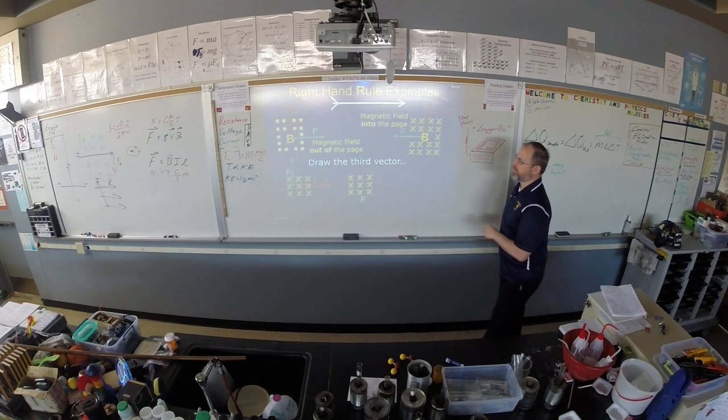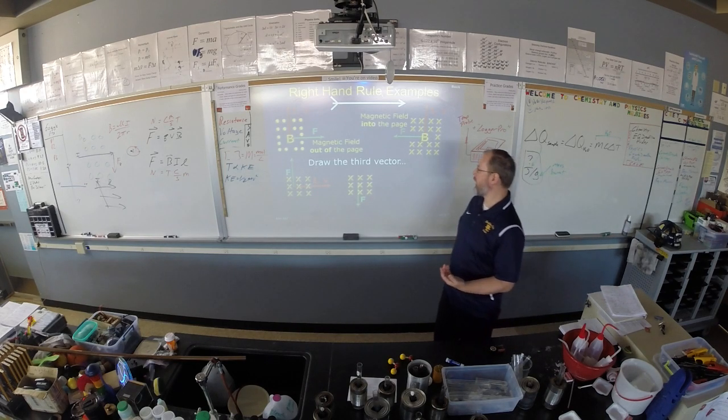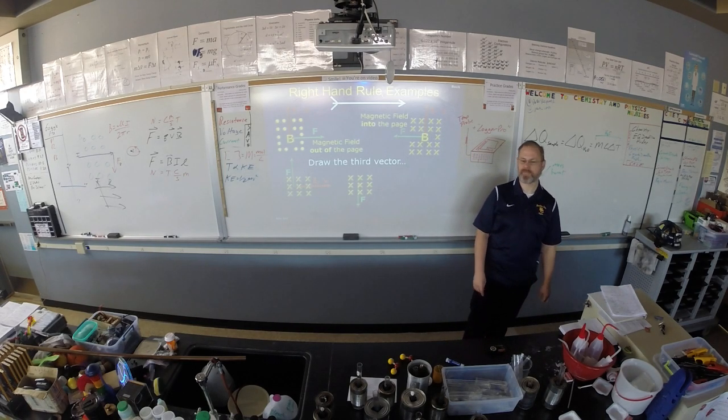Next, take a look. Now you've got a Z magnetic field and a Y force. You're going to have to come up with an X current.